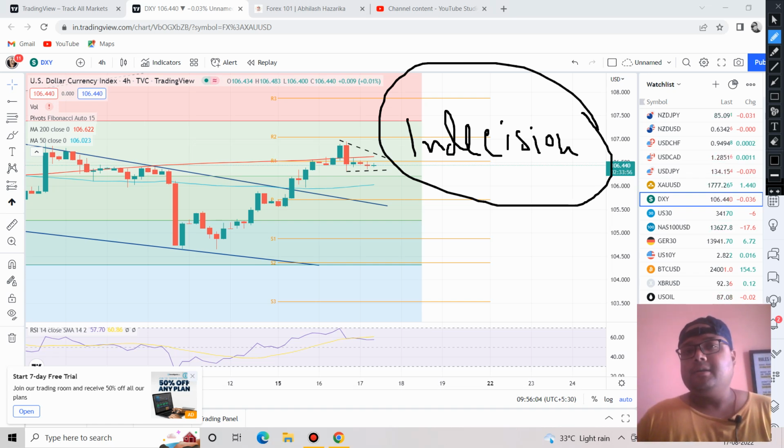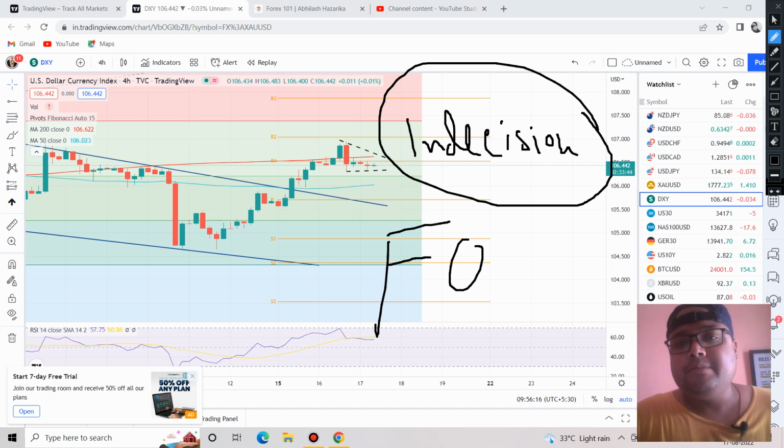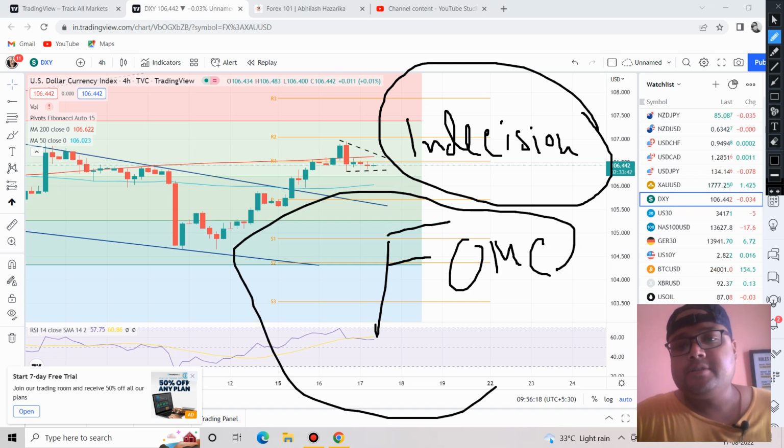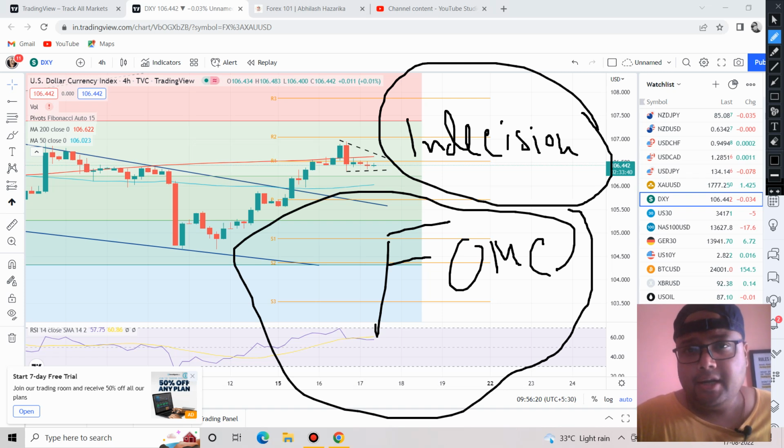So as a result, do not consider blindly that DXY will be going up from here or DXY will be going down from here. This is a flag pattern, market will be going up from here? No. Because see, FOMC meetings are coming up, so FOMC will definitely bring some volatility. Till then market may remain flat. You must be very careful during the FOMC meetings.